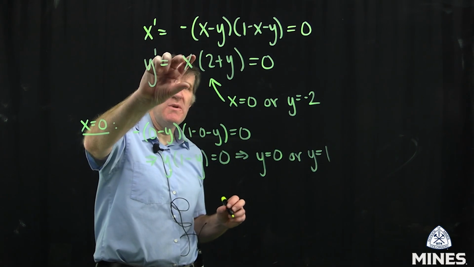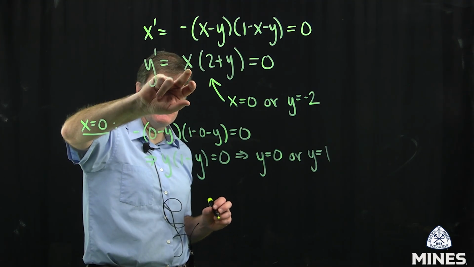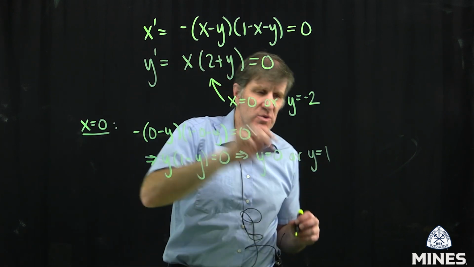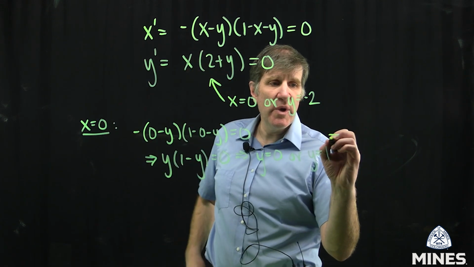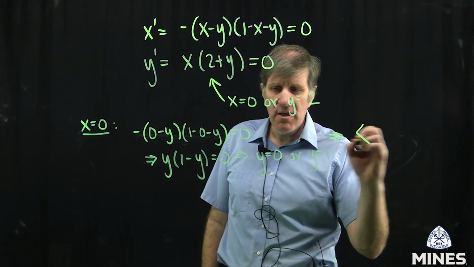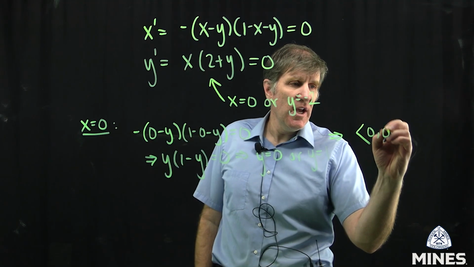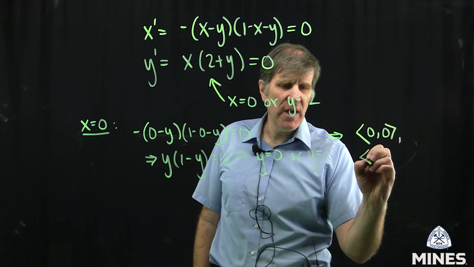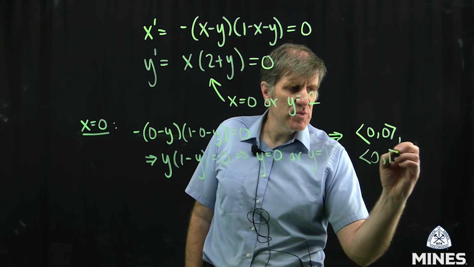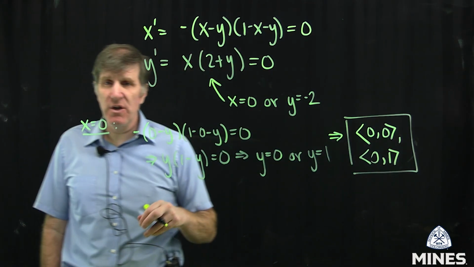If x is going to be 0, if the second equation is 0 because x is 0, then the first equation, in order to be 0, has to have y equals 0 or y equals 1. We get a couple of options here, a couple of points. We get the solution x equals 0, y equals 0, and we get the solution x equals 0, y equals 1. Those are both equilibrium solutions to this nonlinear system.